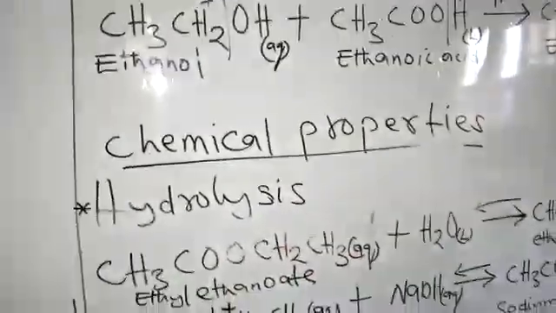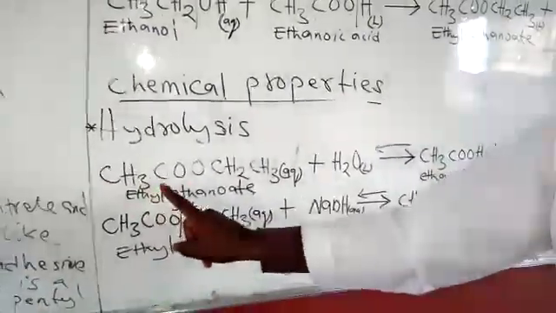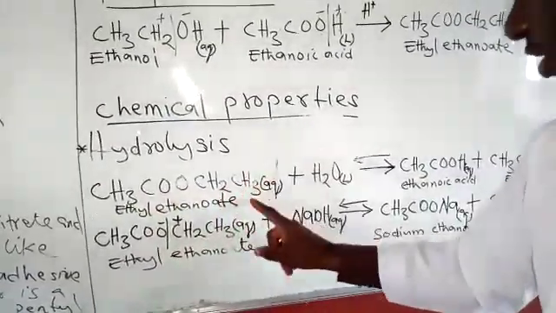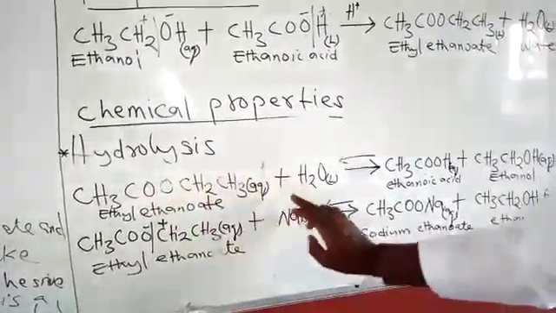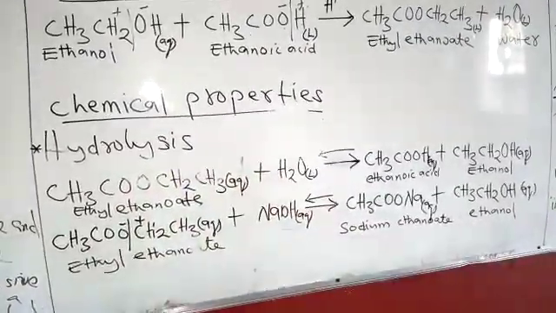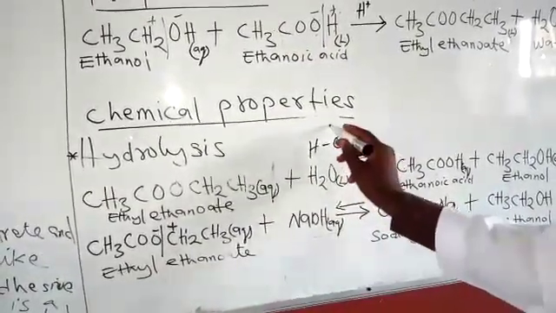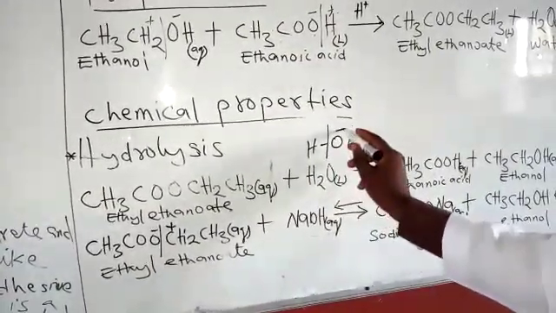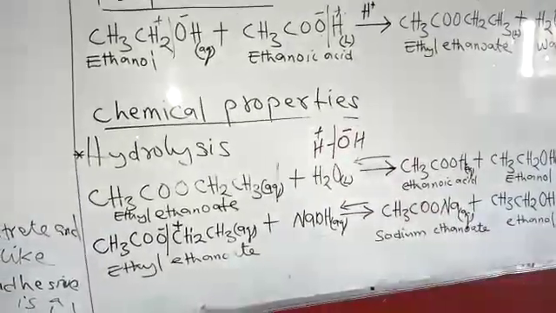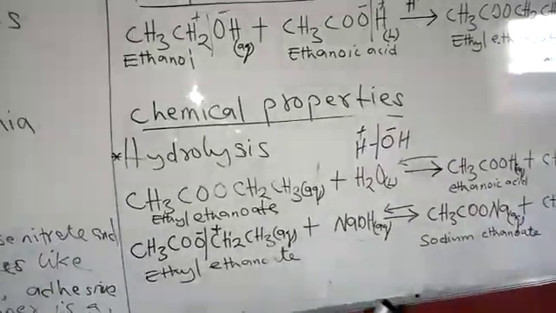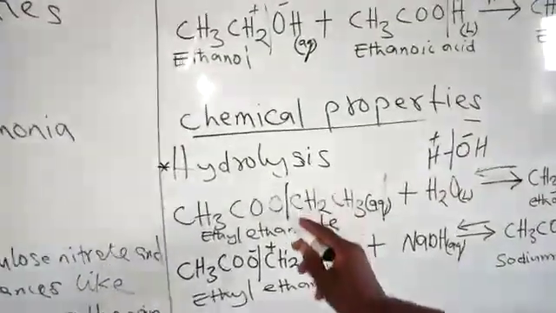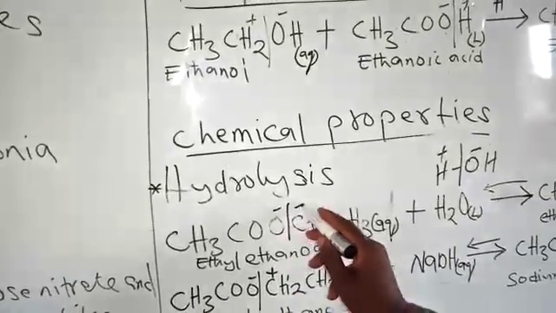In the hydrolysis, you have CH3COOCH2CH3. This is ethyl ethanoate. Now combine it with water. If you break this bond here, this is H, this is O. If you break this bond in this way, here will be what? Minus, and here will be plus.